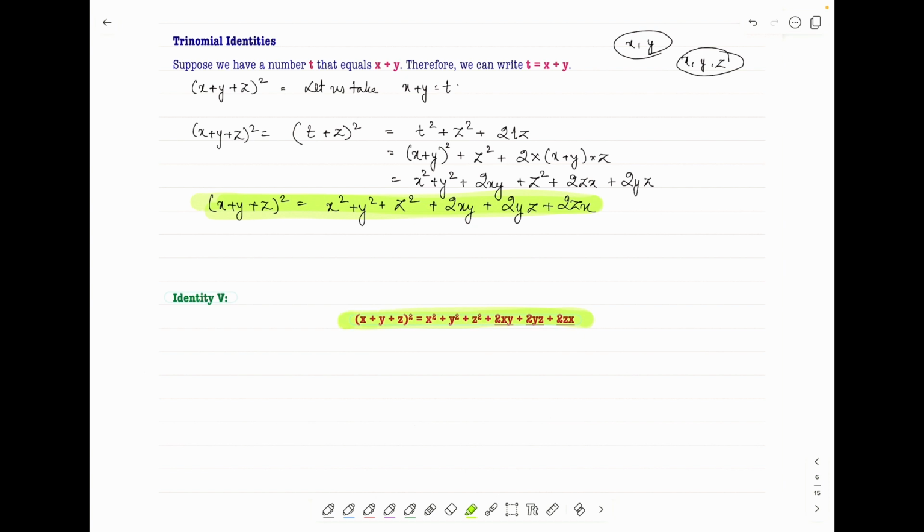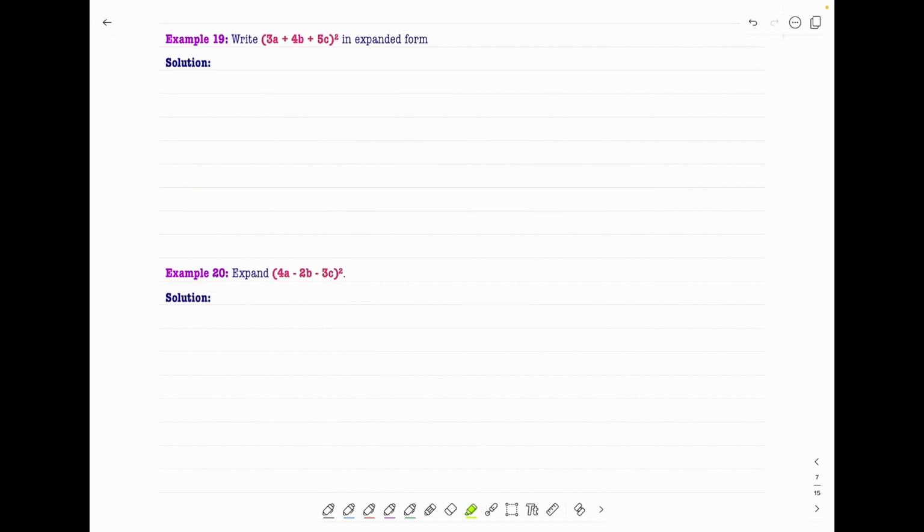What is my point? Next we will solve the examples. First example is write 3a plus 4b plus 5c whole square in expanded form. We know from identity 5. What is identity 5? This is x plus y plus z whole square gives us x square plus y square plus z square plus 2xy plus 2yz plus 2zx. This is the identity.